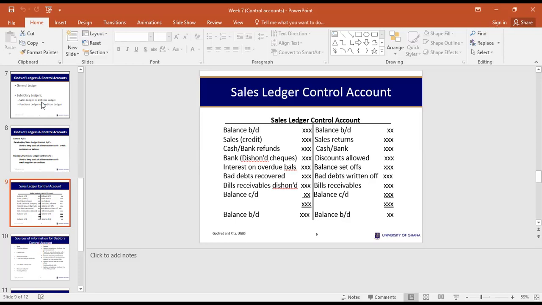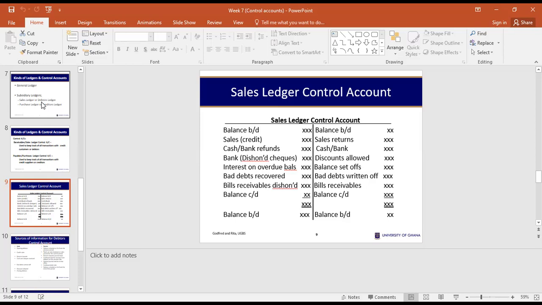And then cash refund. Okay. So if I sold to you and you paid me, and when you paid me I refunded the money to you because maybe there was something wrong with it, then that becomes what? A cash refund. I've given your money back to you. So it has increased the amount you owe me.